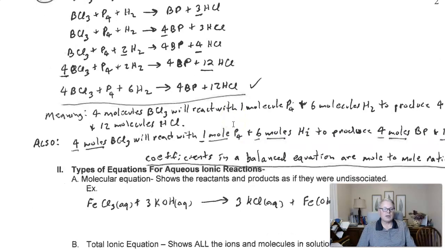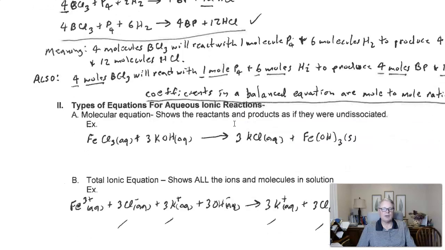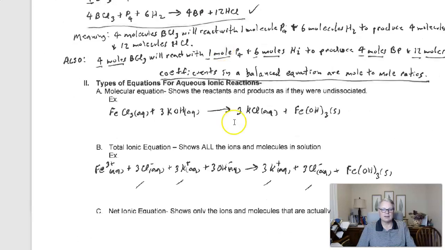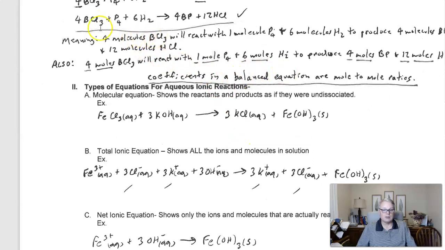So what does this equation mean? Well, this equation means 4 molecules of BCl3 will react with 1 molecule of P4 and 6 molecules of H2 to produce 4 molecules of BP and 12 molecules of HCl. And that's how it works.